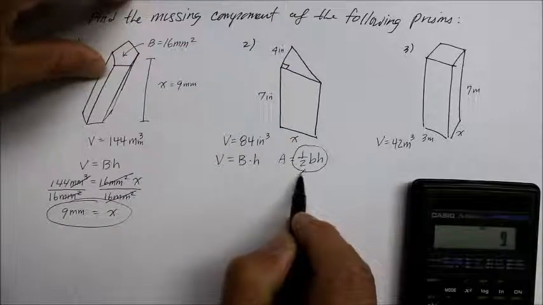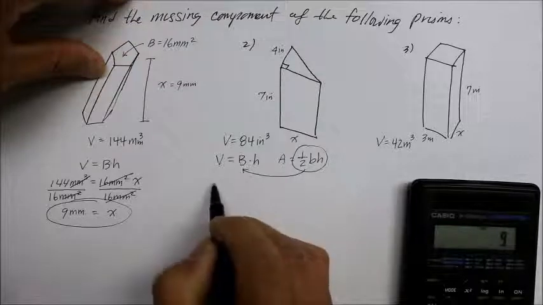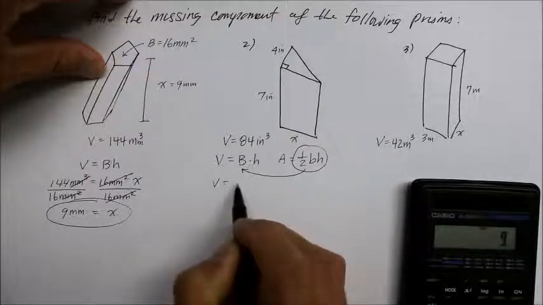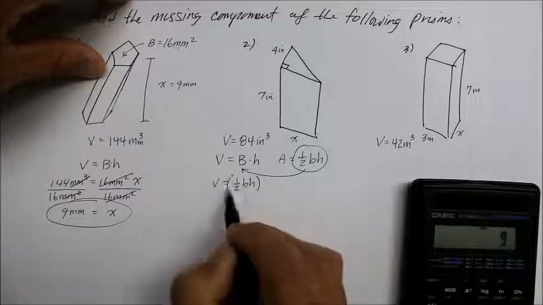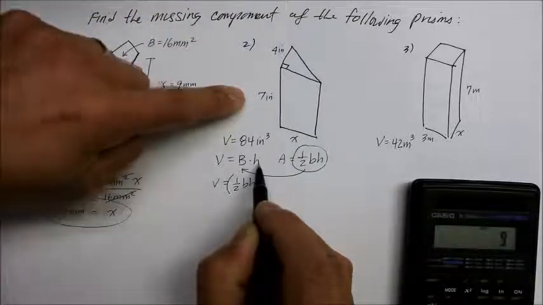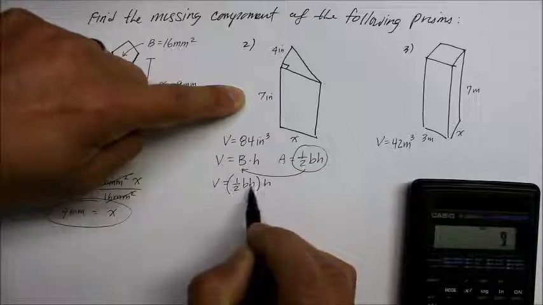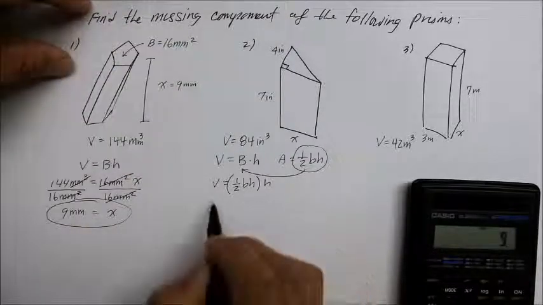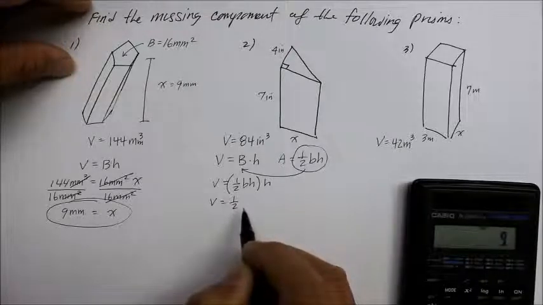So let's take this and substitute in for that base. V is equal to the base, which is the area of a triangle, 1/2 base times height. And let's put that in parentheses so we don't get confused with this height, which is the height of the prism. It's not the same thing. All right. So V is equal to 1/2. Wait a minute.